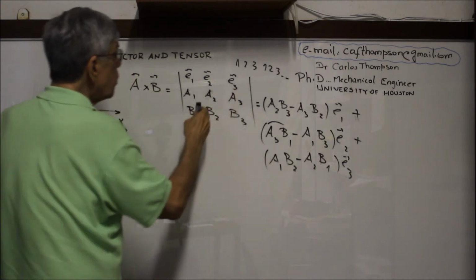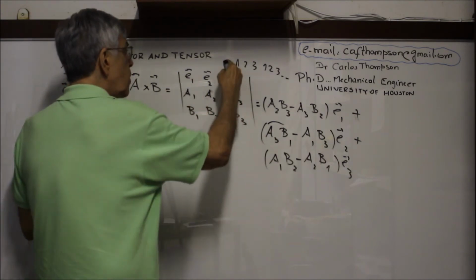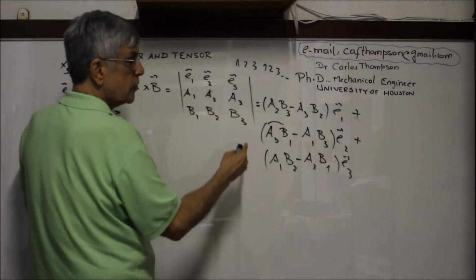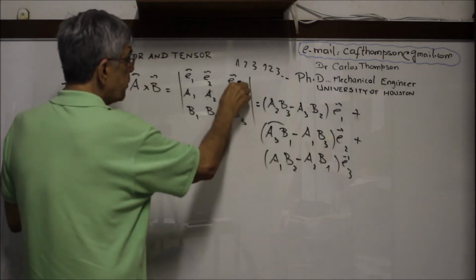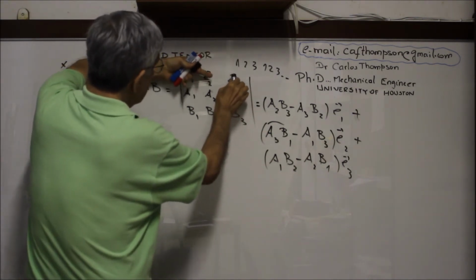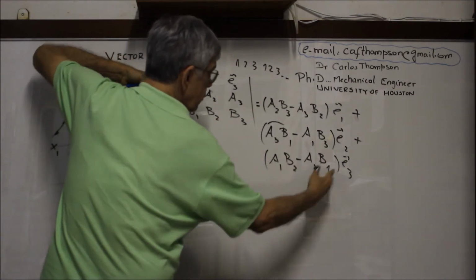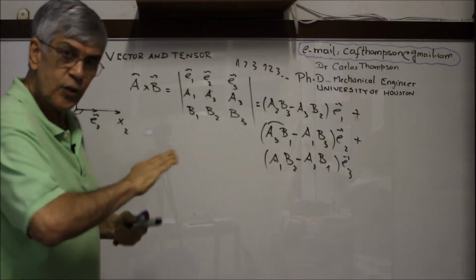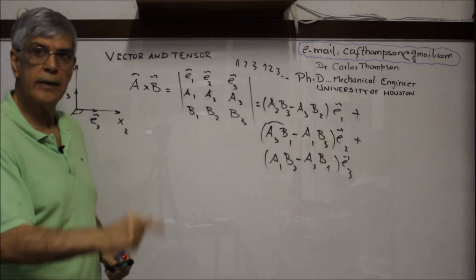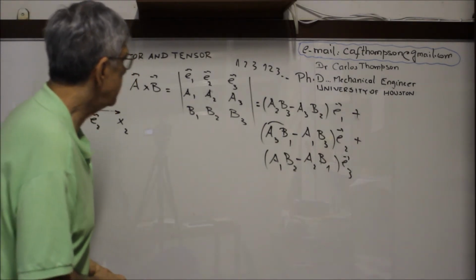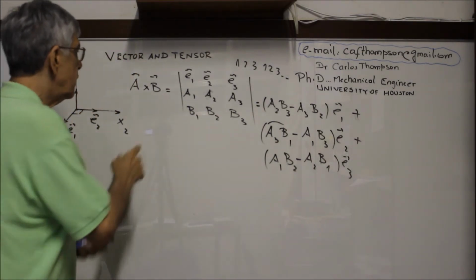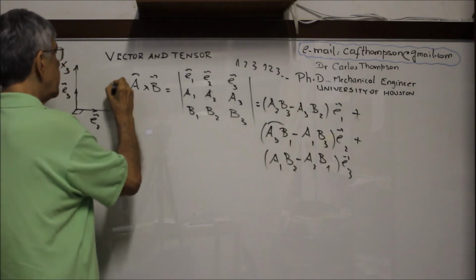Instead of A1, B3, it is A3, B1, right here, see? That's it. And the last one is the first row, third column. 1 plus 3 is 4, so this is plus. You just cross here, it will be A1B2 minus A2B1. It's quite easy and quick to do this. This component is my vector C.